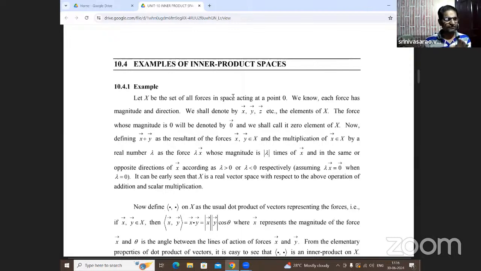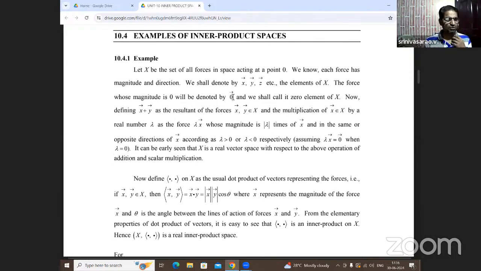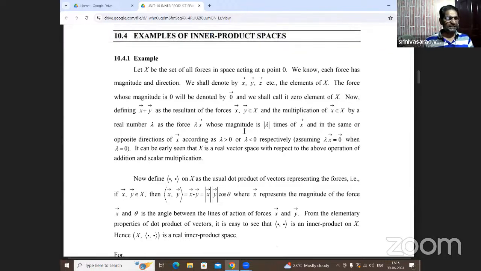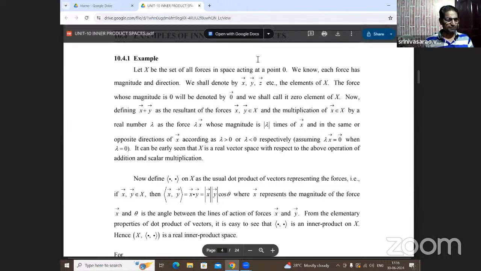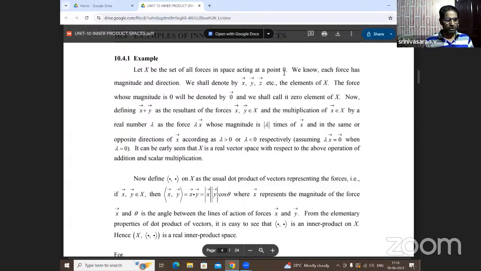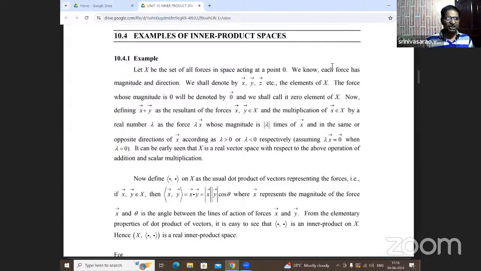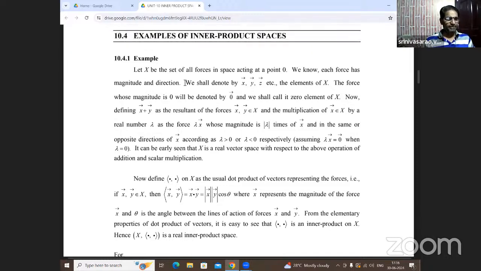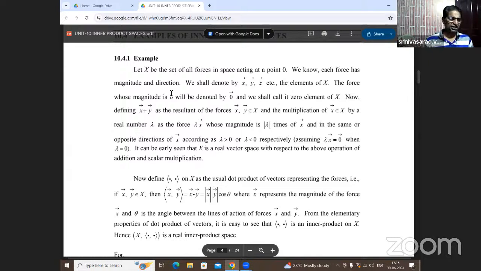Now see the examples of inner product space. This is the physical interpretation for inner product space. Let X be the set of all forces in the space acting at a point 0. We know that each force has magnitude and direction. Every force must have magnitude and direction.